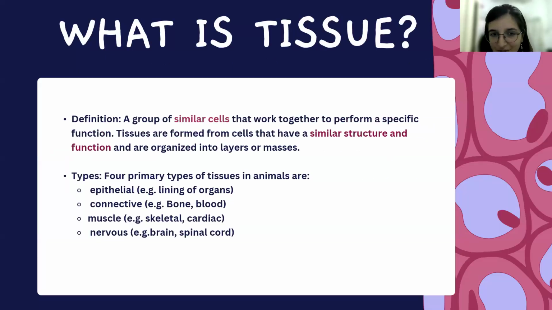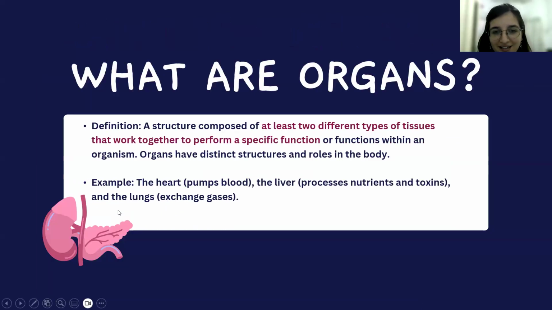So tissues, for example, the connective tissues or the cardiac tissues, they come together, right? And then you have blood adding in there. Then it starts forming an organ like the heart. The heart is made of different types of tissues that work together to perform a specific function. So the heart is an organ. In the same way, our liver processes nutrients and toxins. But the liver is not made of just one type of tissue. It's different types of tissues that form that organ, the liver.